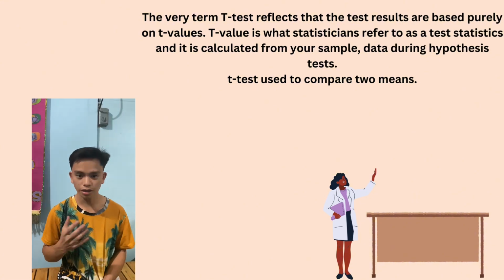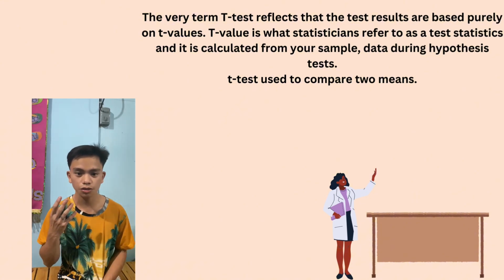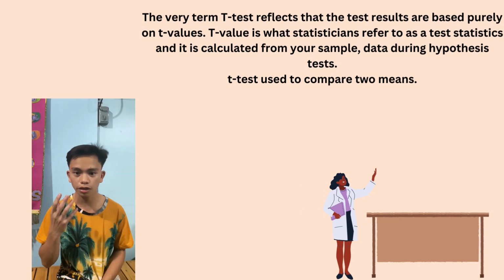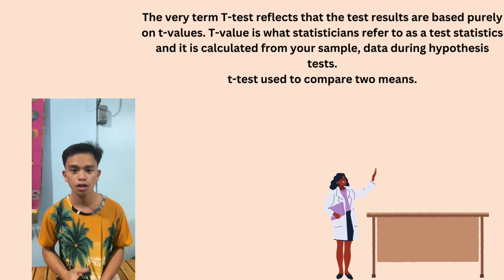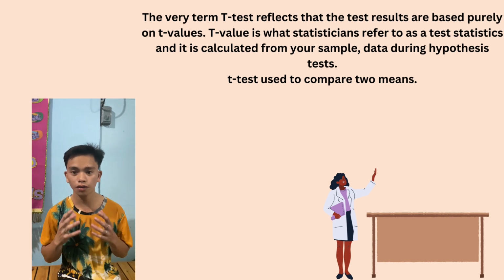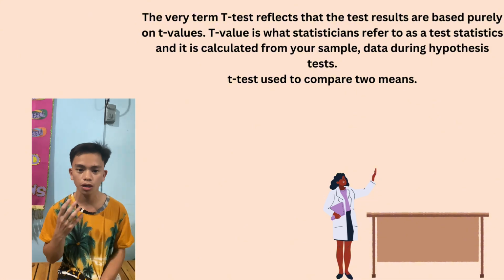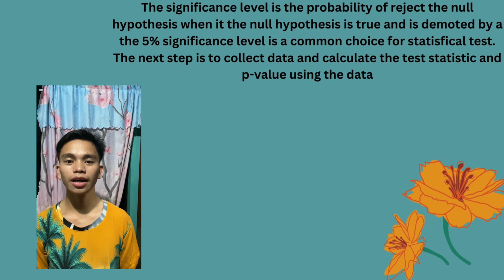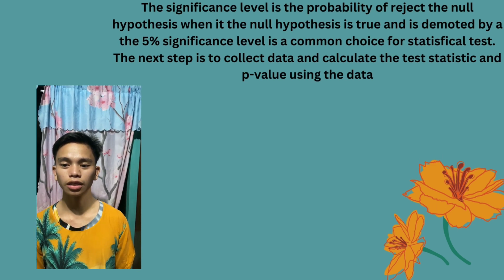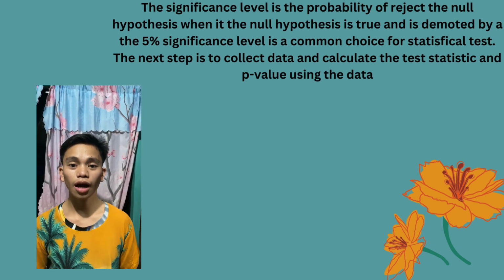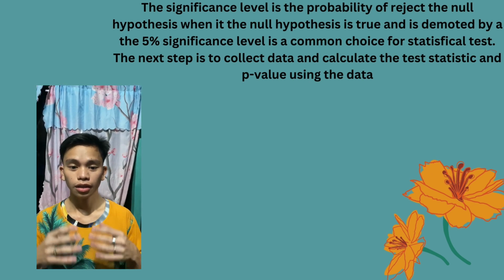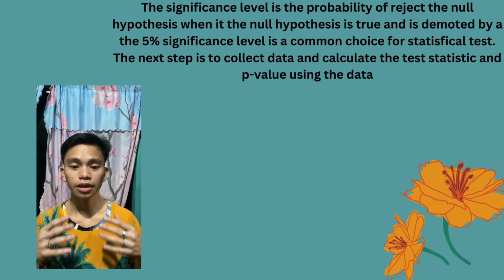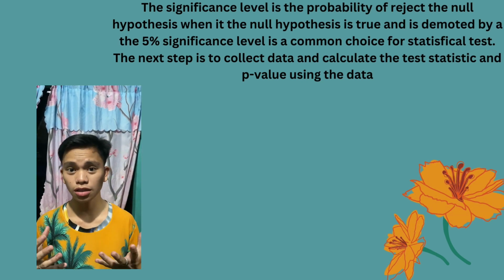The very term t-test reflects that the t-test results are based purely on t-values. The t-value is what statisticians refer to as a test statistic, and it is calculated from your sample data during a hypothesis test. The significance level is the probability of rejecting the null hypothesis when the null hypothesis is true, and is denoted by alpha. The 5% significance level is a common choice for statistical tests.